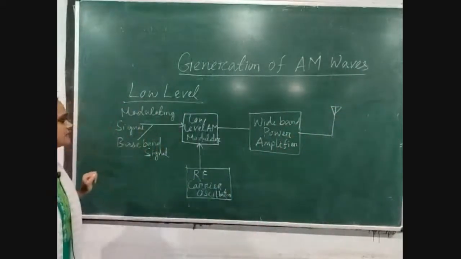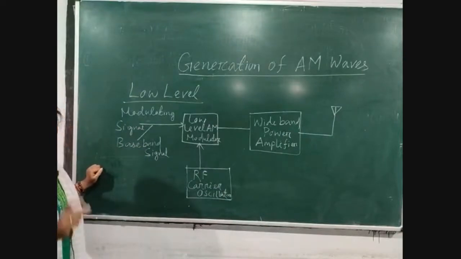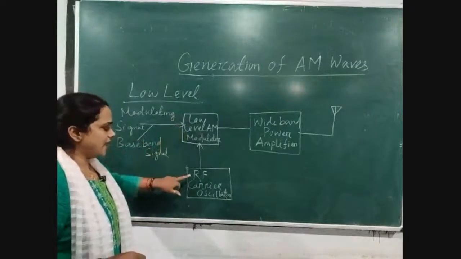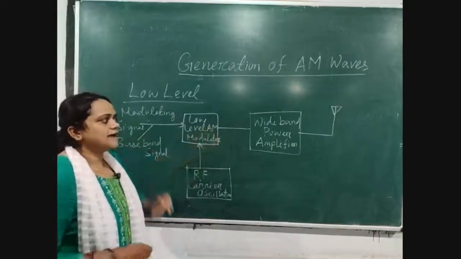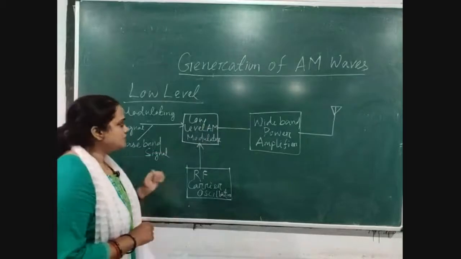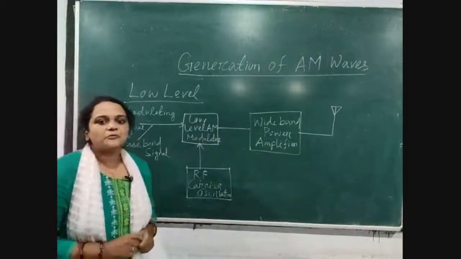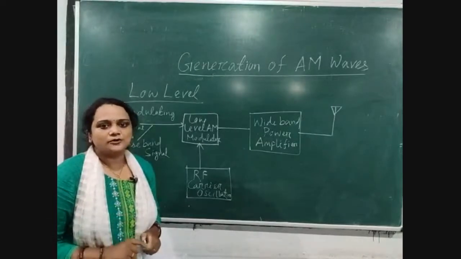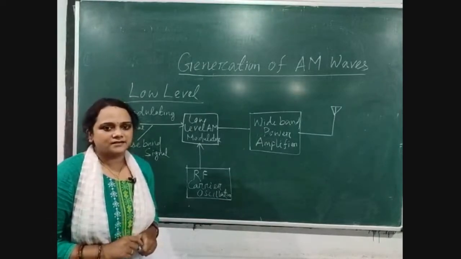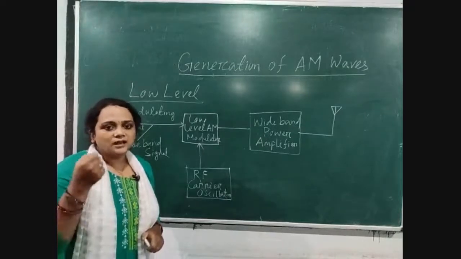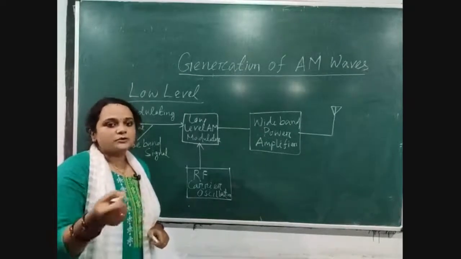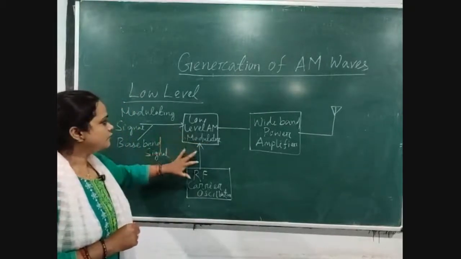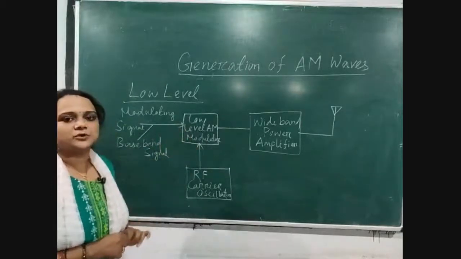So a low level modulator consists of three blocks. First one is the low level AM modulator, then the RF carrier oscillator, then the wideband power amplifier. As we know, for any type of modulation we need two input signals. First one is the modulating signal, second one is the carrier signal. The device used to do the modulation is known as the modulator. So here is the modulator, and two input signals are given to this modulator.